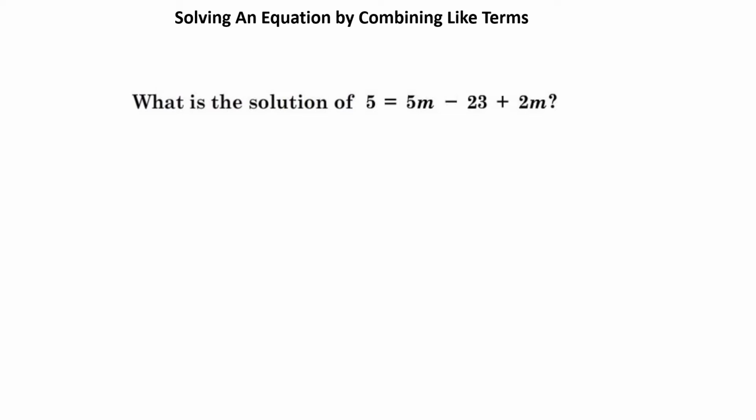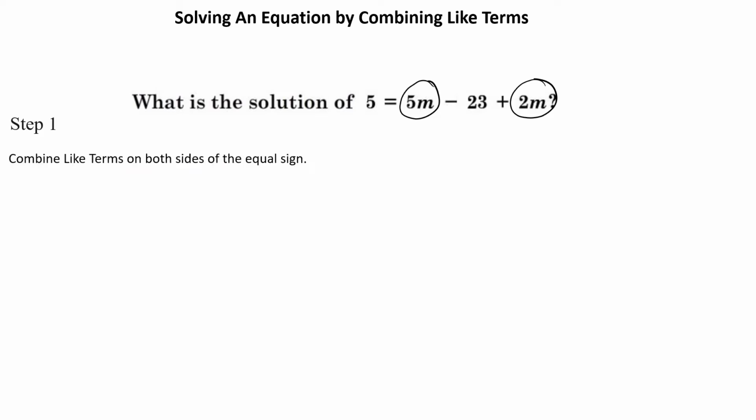You might get something like this, and you can't immediately solve for the variable because, if you notice, you've got two distinctive variables right here. So step one of the process is going to be combine like terms on both sides of the equal sign. So we can combine these two, 5m plus 2m. That'll give us 7m minus 23.